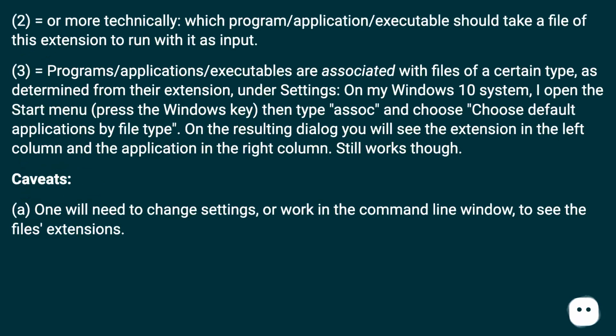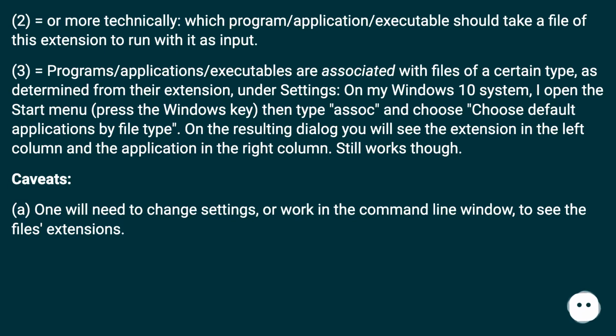(2) Or more technically, which program, application, or executable should take a file of this extension to run with it as input. (3) Programs, applications, and executables are associated with files of a certain type, as determined from their extension. Under Settings, on my Windows 10 system, I open the Start menu, press the Windows key, then type "Associates" and choose "Default apps by file type". On the resulting dialog you will see the extension in the left column and the application in the right column. Still works though.